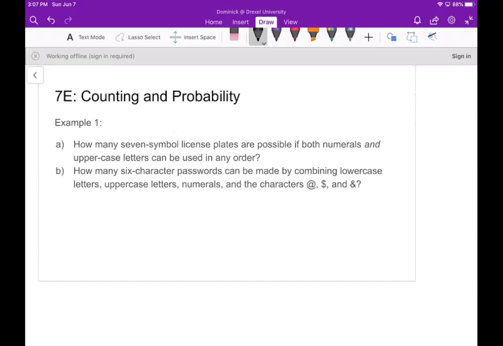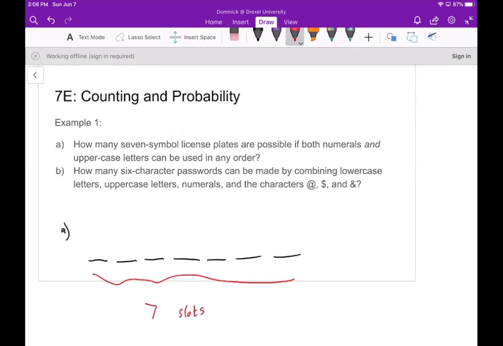Now in part A, we want to know how many 7-symbol license plates are possible if both numerals and uppercase letters can be used in any order. Now you have 7 slots, right? So 7 slots. Now if you can use numerals, that's 10 different digits, right? You could use 1 through 9 and 0. And you can also use any uppercase letters, so that's another 26 possible choices.